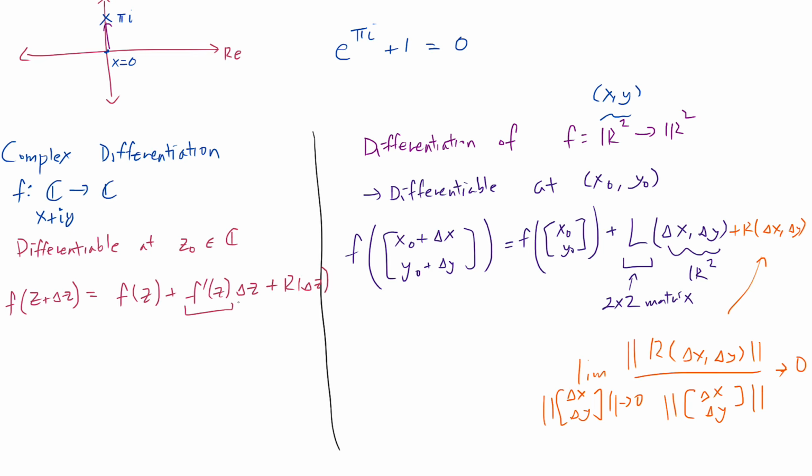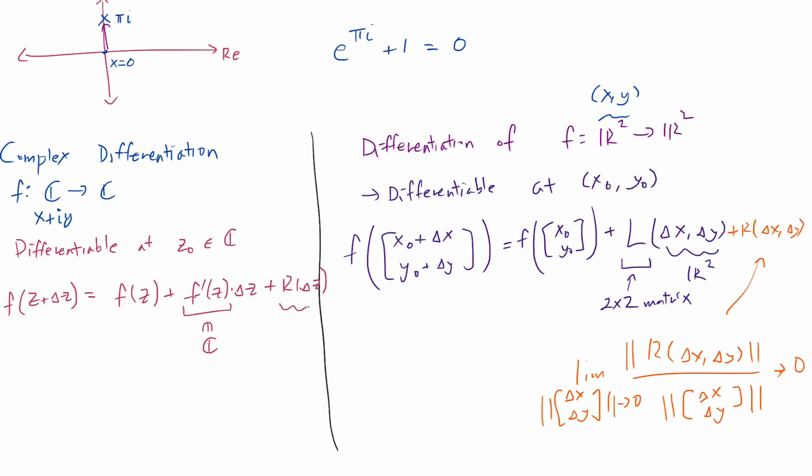So here you're thinking of f prime of z, this multiplication by f prime of z, as being a 1x1 matrix, right? A 1x1 complex matrix. So this is a number in C. That's performing the only possible linear transformation, which is the scaling, to this delta z vector. And we again have the sublinearity, where this part is a little o of, say, the norm of delta z.